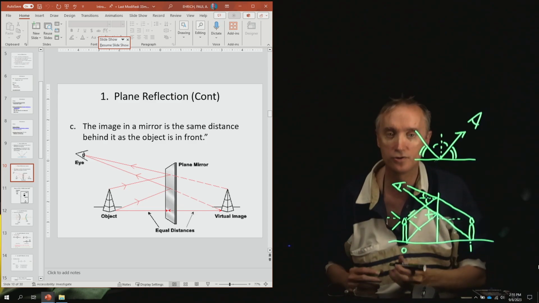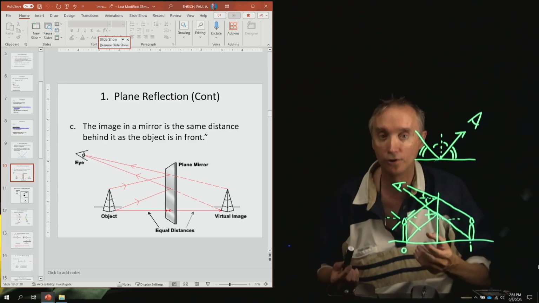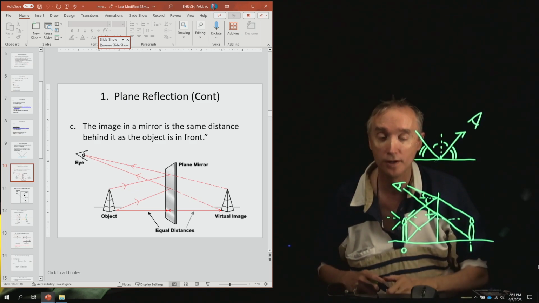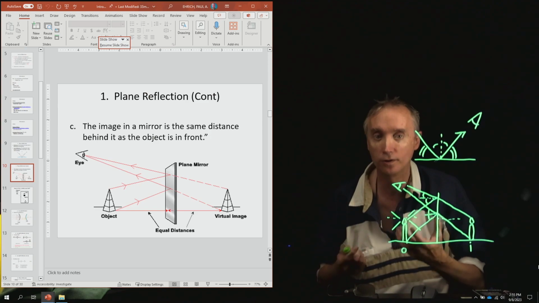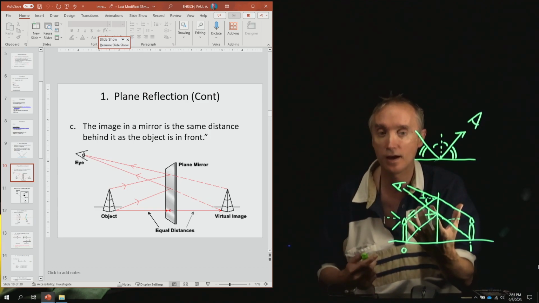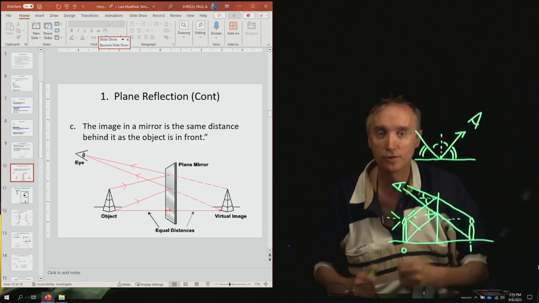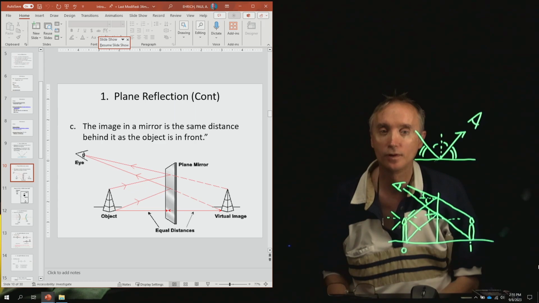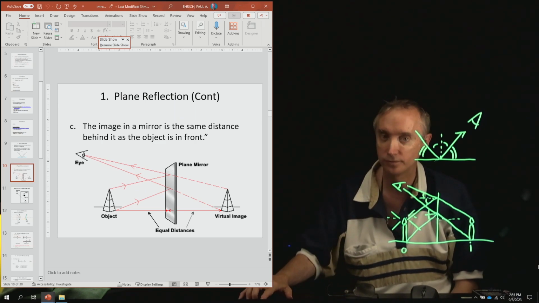So I encourage you to try this when you get home and you're looking into your mirror in your bedroom or in your bathroom. Look at where your face looks like it is and compare that to how far your face is from that mirror, and you'll notice it is the same. So what would be a practical application of this?